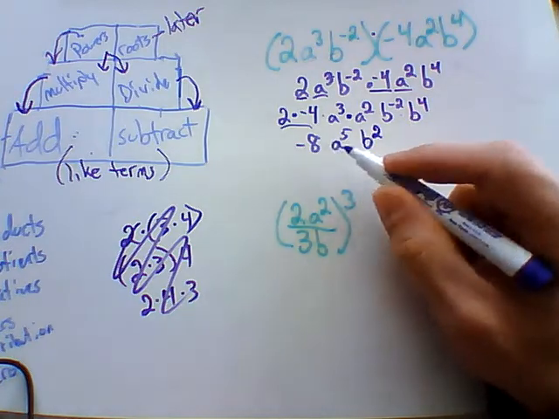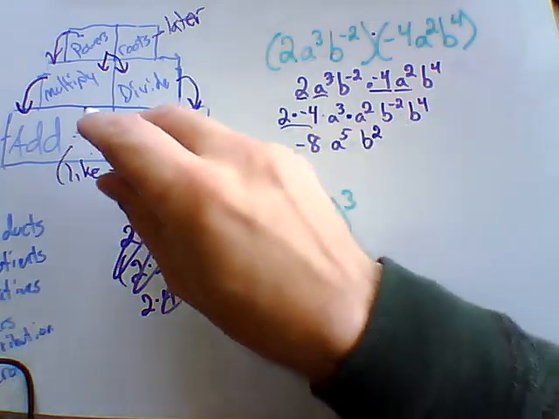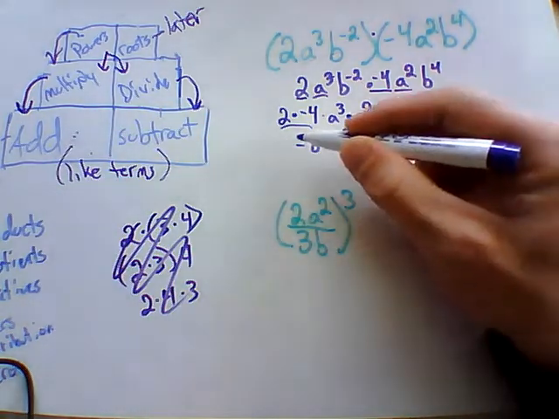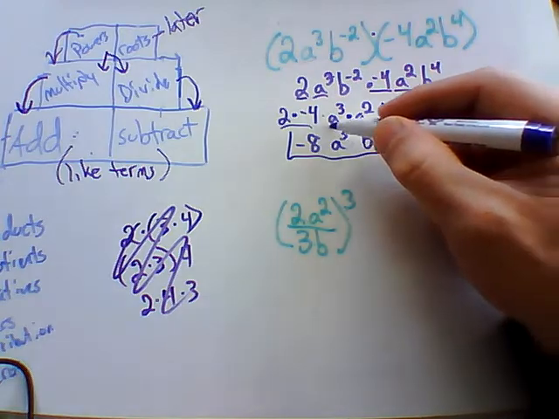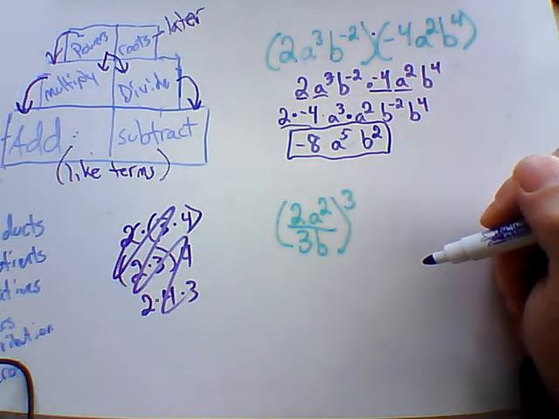And now there's nothing else I can do, because if I try to combine these, I end up having to add powers, and they are not like terms. So I've now simplified that ugly problem. All of that became all of this.